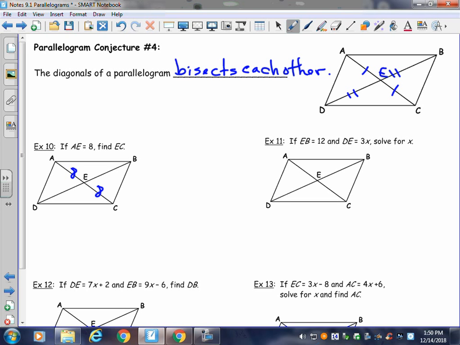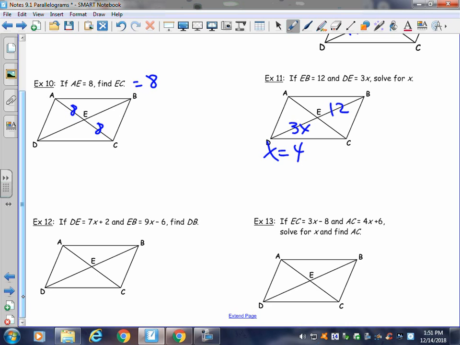Or I could have asked for A to C is 16 long. All right, over here, from E to B is 12. From D to E is 3x. Well, 3 times what makes 12? Okay, that was easy. All right. From B to E is 7x plus 2, and from E to B is 9x plus 6. I guess we set them equal?